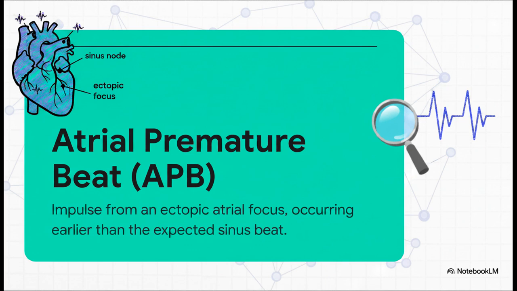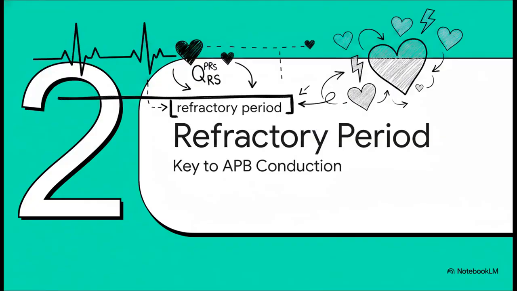But here is the absolute crux of the issue. The fate of that premature impulse, and thus its appearance on the ECG, is entirely determined by the electrophysiological state of the conduction system at the precise moment it arrives. Is the system receptive, or is it still recovering? And that leads us directly to the single most critical concept for understanding APBs, the refractory period. If you can internalize this principle, all the downstream manifestations will become perfectly logical.